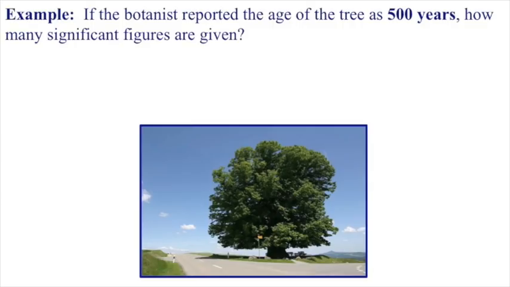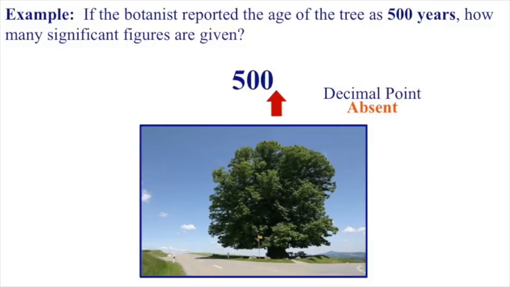If the botanist reported that the age of the tree was 500 years, written as shown, how many significant figures are given? Note that although the decimal point is implied to be after the rightmost zero, it's absent. It's not shown explicitly. Therefore, we use the decimal point absent rule, which is, if the decimal point is absent, starting from the right, count all numbers, including zeros, beginning with the first non-zero number.